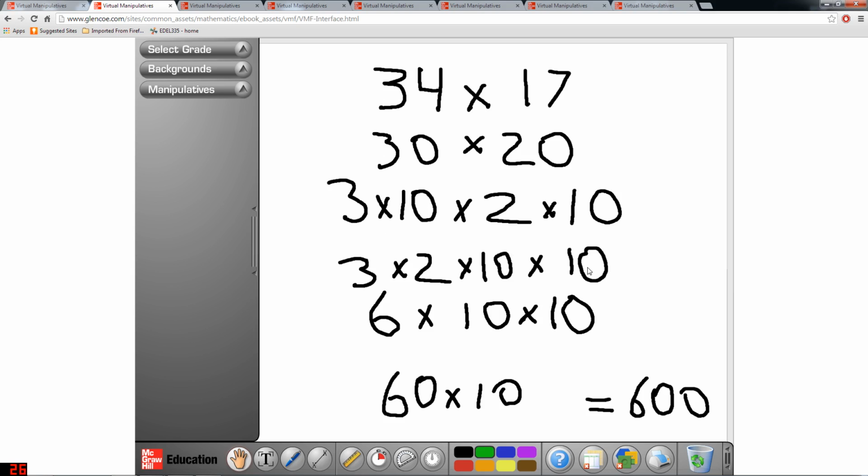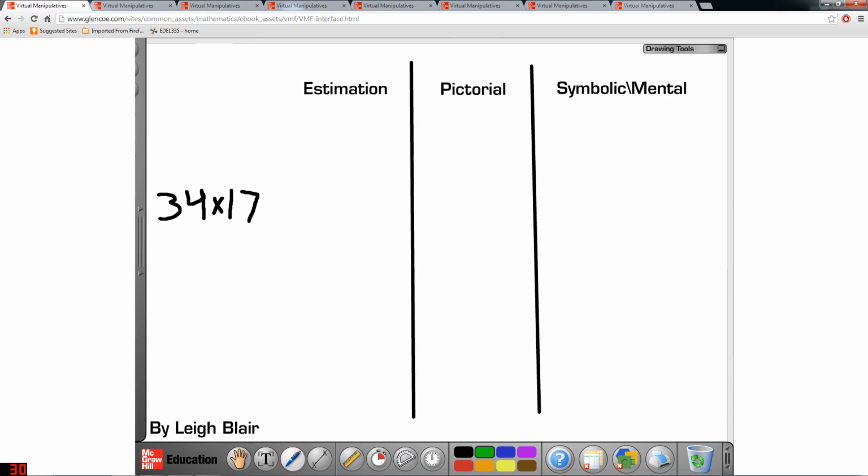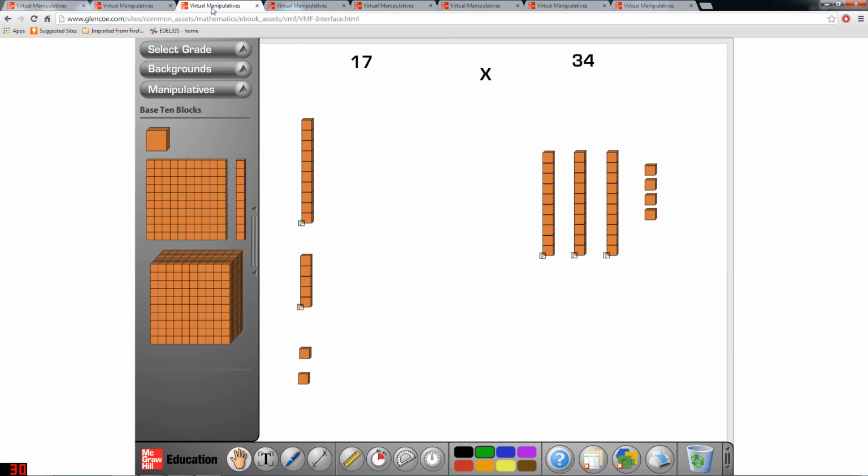I'm going to move those 10s to the other side here, so I can move left to right. So 6 times 10 is going to give me 60. And then 60 times the final 10 here is going to give me my 600. That right there is going to be my estimation to start off with. And I'm going to move on to the pictorial right here.